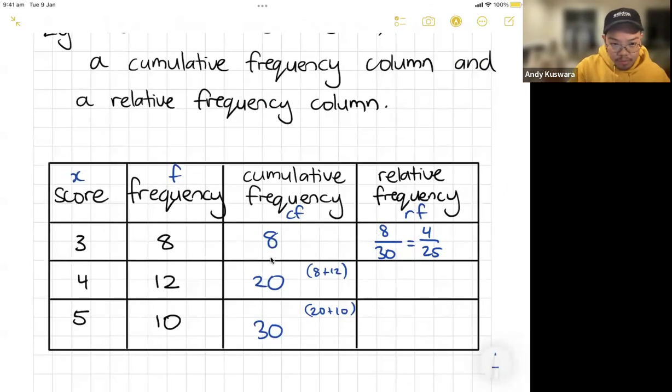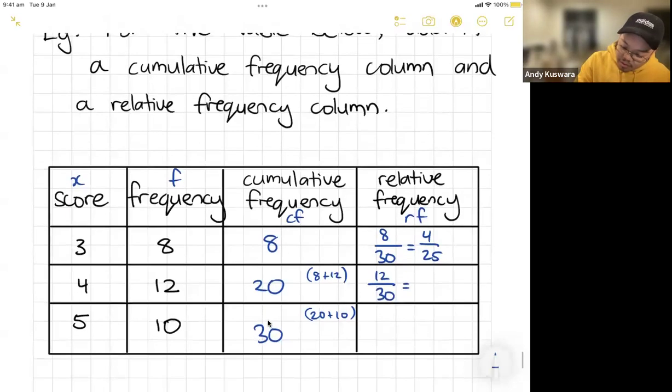Let's continue on. For the scores of 4, what's the relative frequency of getting a 4? Well, we know that we got 4 12 times out of the total of 30. Again, you can simplify this to 6 on 15, which I probably should have simplified to 2 over 5. And then for your last one here, how many times did we get the score 5? Well, we got it 10 times. That's our frequency. Out of a total of how many were there altogether? 30. So simplified, that would be 1/3.